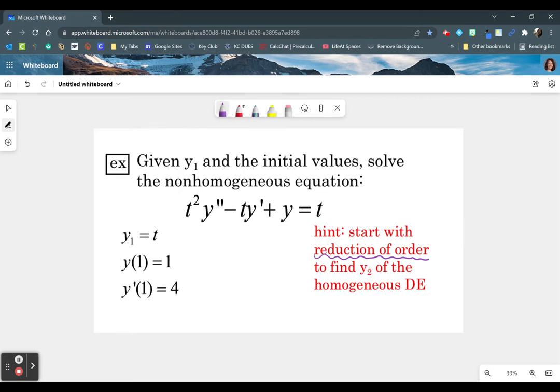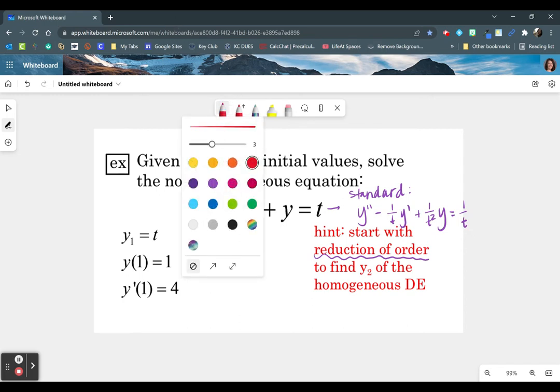find y sub 2. Now, before we do that, we're going to have to take our differential equation here and get this into the standard form. So we're going to divide everything by t squared. So I'm going to get y double prime minus 1 over t y prime, plus 1 over t squared y is equal to 1 over t. And this is how I know I have to use non-homogeneous methods here, because I have 1 over t here is my g of t.